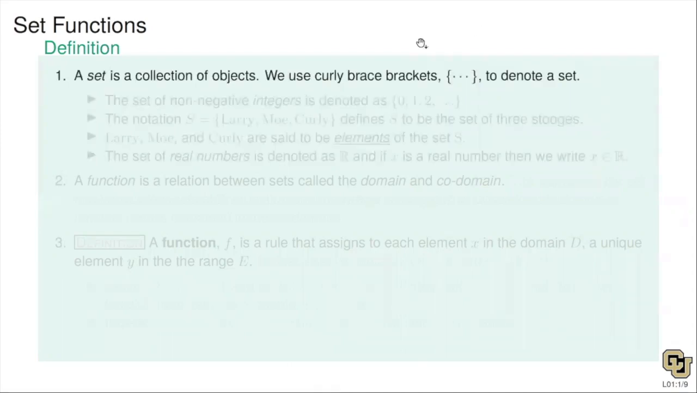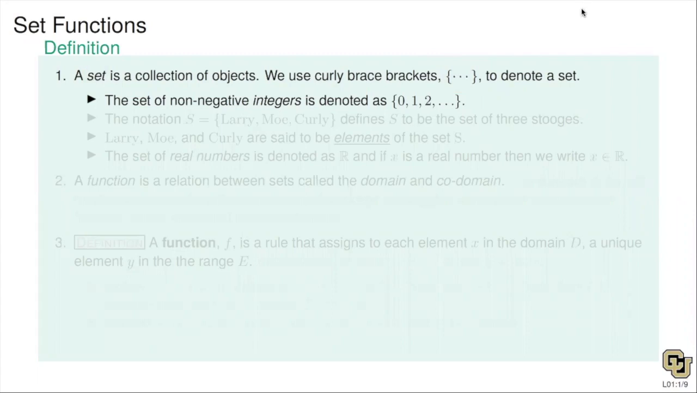So the first new term, which you may or may not have heard, is the term a set. A set is a collection of objects. We use these curly brackets to indicate that we have a set. Here I have a set of 3 dots. It's not a very interesting set. So for example, the set of non-negative integers.